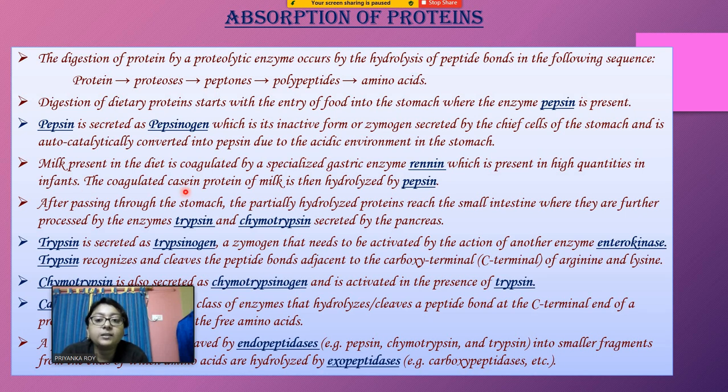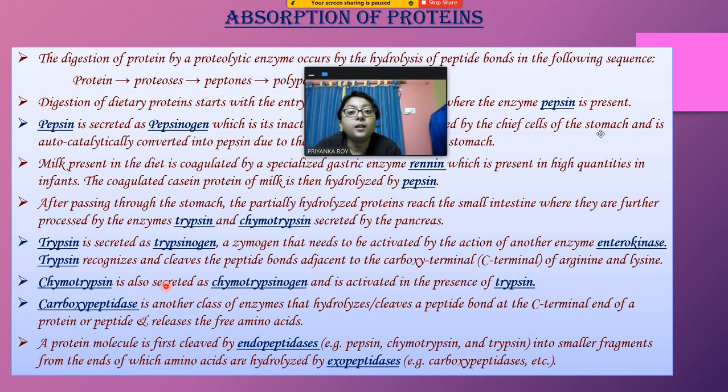Now, milk present in the diet is coagulated by an enzyme called renin, which is present in high quantities in infants, and from caseinogen it converts to casein. Protein of milk is then hydrolyzed by pepsin. Now, this casein is capable of being hydrolyzed by the pepsin enzyme. And after passing through the stomach, obviously it reaches the small intestine, where there are two more important proteolytic enzymes. Those are trypsin and chymotrypsin.